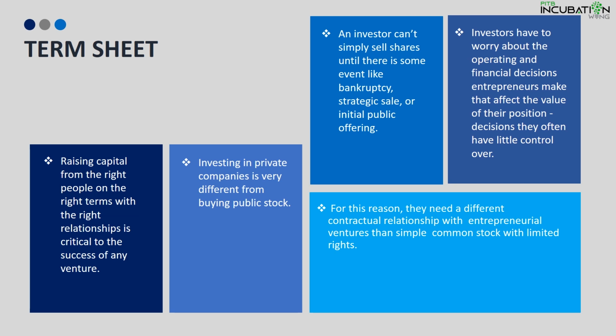Investing in private companies is very different from buying public stock. An investor can't simply sell shares until there is some event like a bankruptcy, strategic sale, or initial public offering. Investors have to worry about the operating and financial decisions entrepreneurs make that affect the value of their positions, decisions they often have little control over. For this reason, they need a different contractual relationship with the entrepreneurial ventures than simple common stock with limited rights.